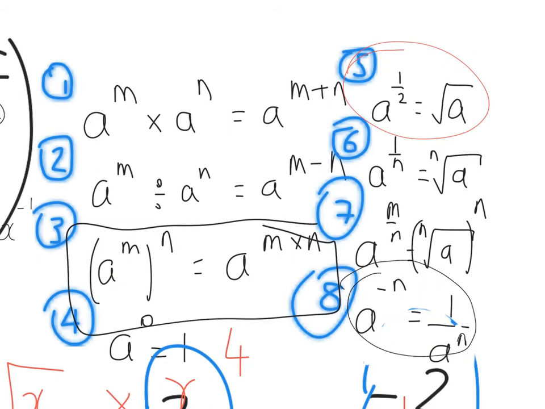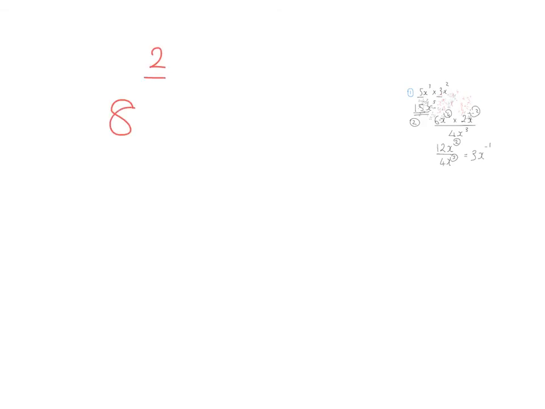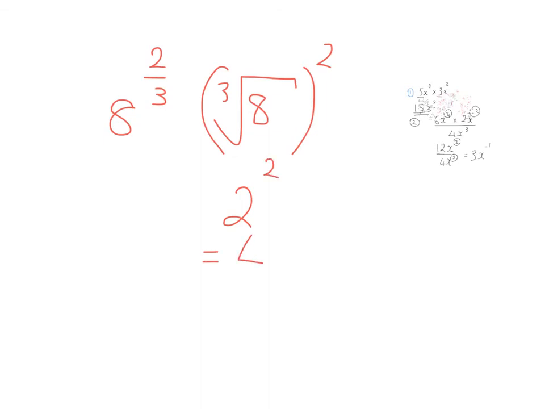I'm now going to use a mixture of law 7 and law 8. A to the power m over n is equal to the nth root of a to the power m, and a to the minus n equals 1 over a to the power n. So we're going to evaluate 8 to the power 2/3. So that can be written as the cube root of 8 squared. Cube root of 8 is 2, since 2 times 2 times 2 is 8. So that's 2 squared, and that's equal to 4. So look at the position of the powers.